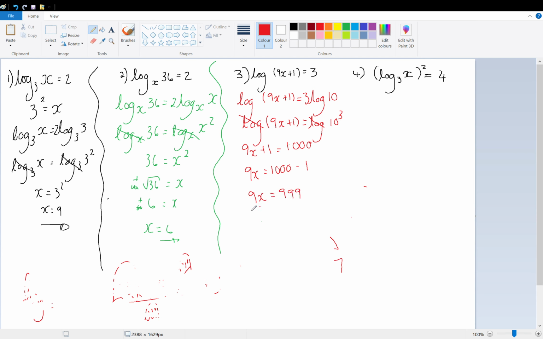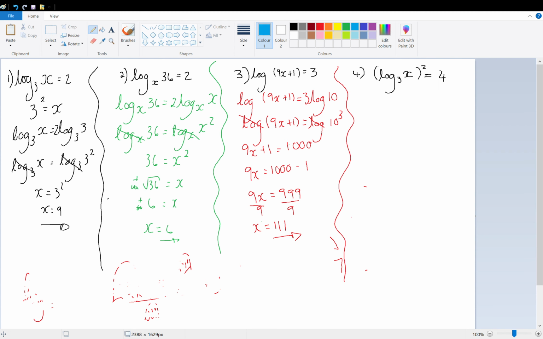I now have to get rid of my 9 because I don't want to know what 9x is. I want to know what x is. Now x equals 111. It's a Nelson, for those who know cricket.